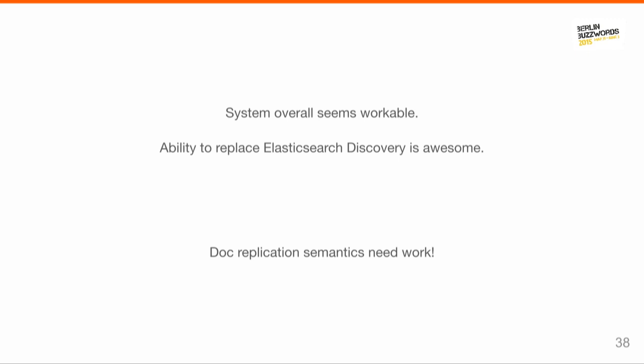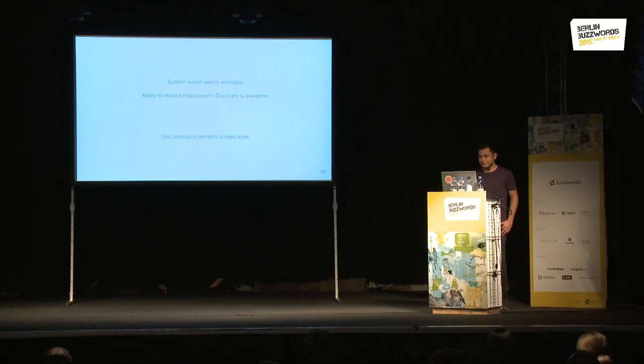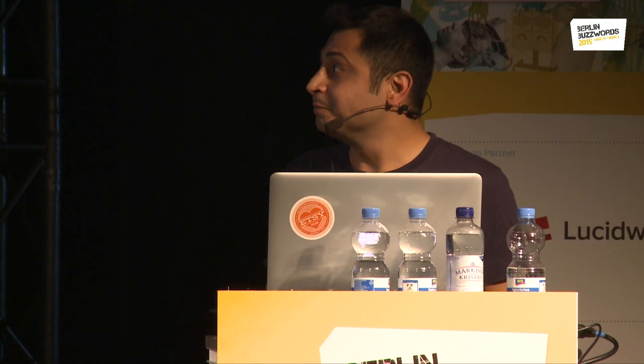And in conclusion, I'd just say that I think the discovery system of Elasticsearch overall is pretty workable. I think the primitives are all there for it being a reliable way to do cluster coordination. And the ability to basically replace Elasticsearch discovery altogether with a plugin is pretty awesome. I don't know of any other distributed system that gives you that kind of ability.